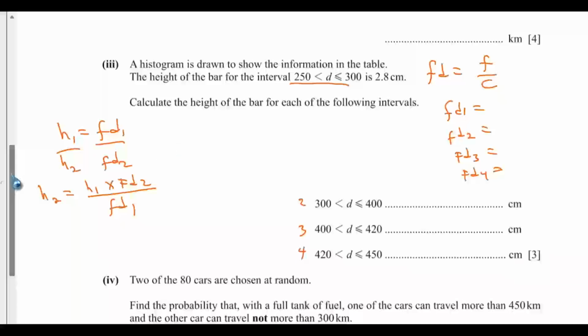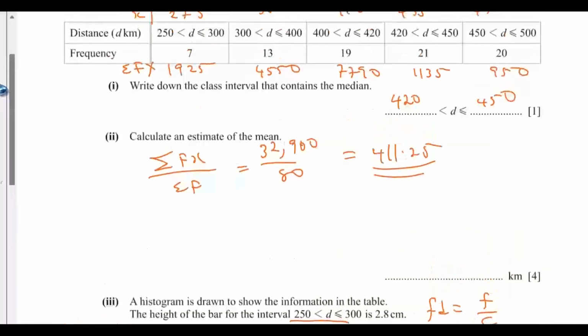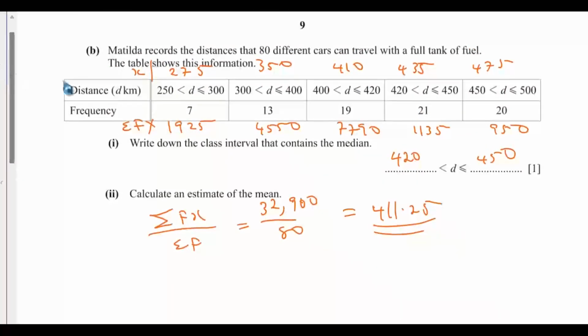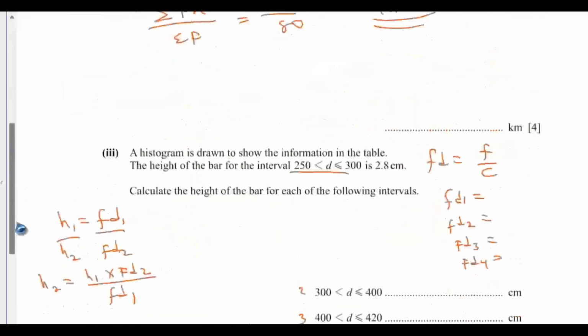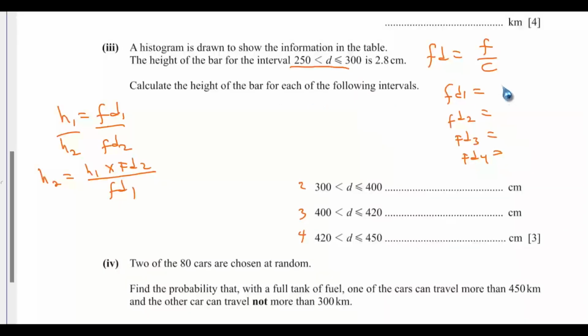Okay, so if we come up here, let's see. For the first one, the frequency is 7, so the frequency density will be 7 divided by the class size, that will be 7 divided by 50. So that will be equal to 0.14.